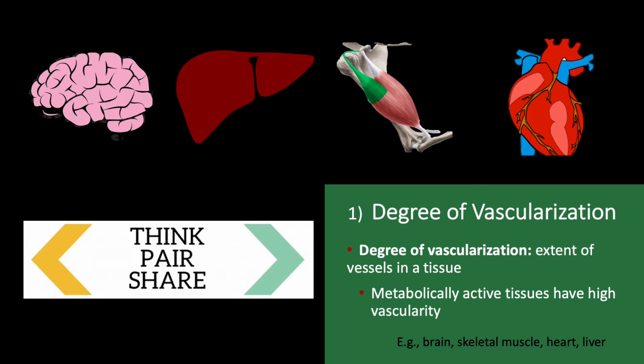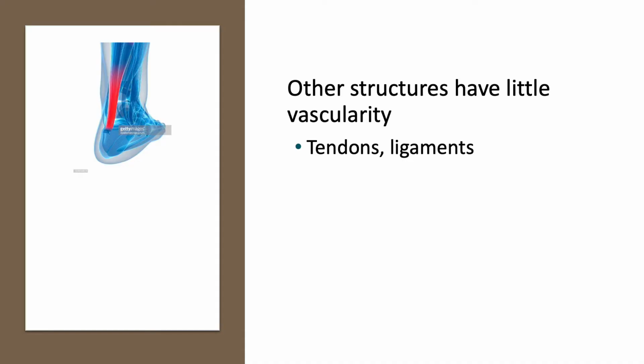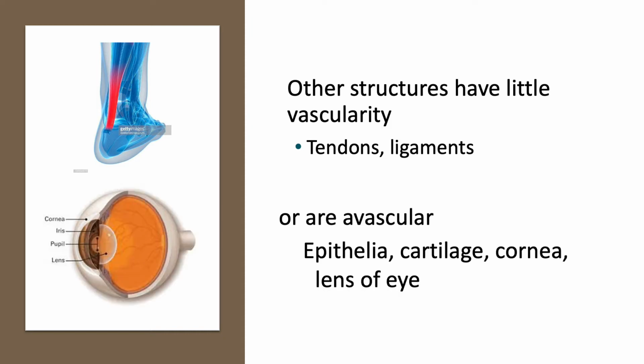So let's think of some tissues now that may have low vascularity. So take a second and think of that. Some structures that have very little vascularity would be the tendons and ligaments, those connective tissues. They're dense, regular connective tissue, and they don't have a lot of vascularity. And then some tissues have no vascularity, and we say that they're avascular.